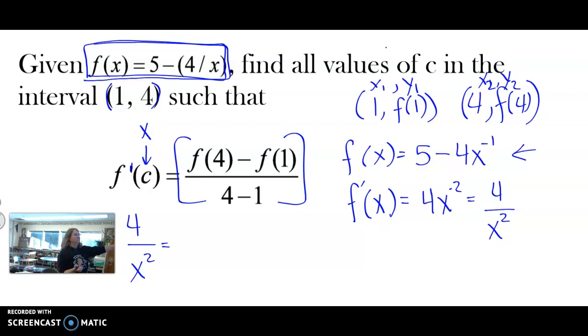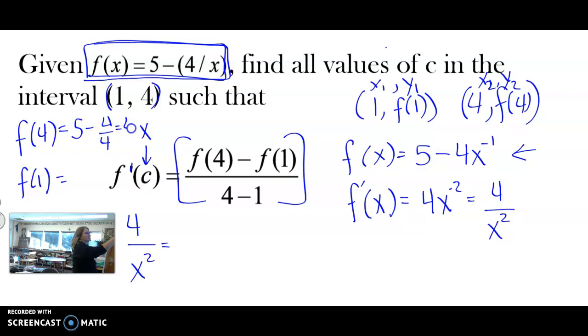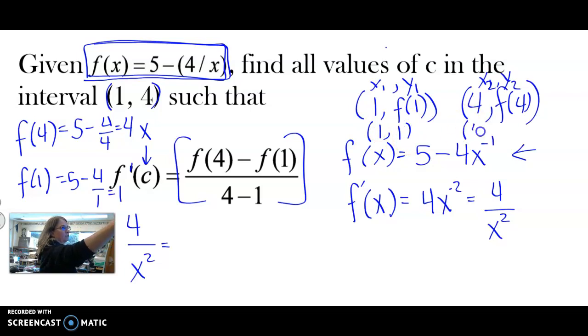So we need to find f of 4 and we need to find f of 1. So f of 4, if I put 4 in here, I get 5 minus 4 divided by 4, which is 1. So 5 minus 1 is 4. And f of 1 is 5 minus 4 divided by 1, which is 1. So I have these two ordered pairs, (1, 1) and (4, 4).